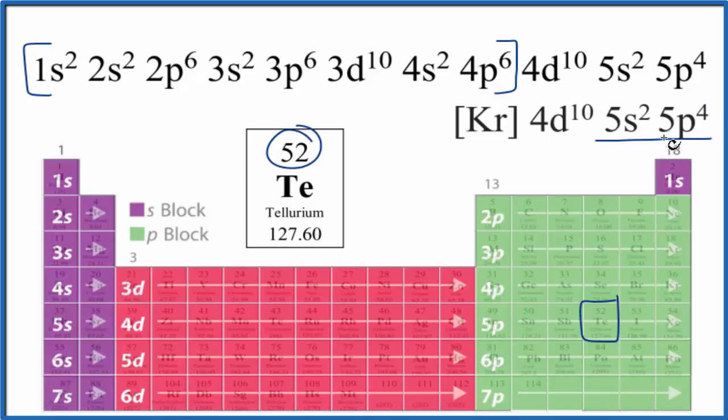If we could add 2 more electrons, we would end up with 5s2, 5p6. If we do that, we have Te2-. So the electron configuration for Te2-, we just added 2 more valence electrons. We end up with 5p6 is our electron configuration for the ion here, the anion.